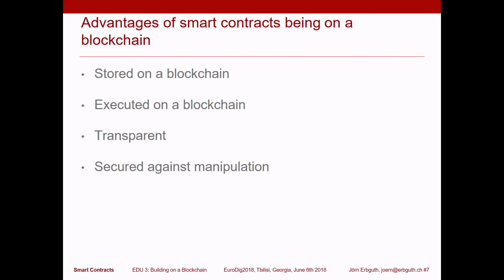The advantage of a smart contract on a blockchain is that it's stored on a blockchain, it's executed on a blockchain, it's transparent, and it's mainly secured against manipulation. So you can't just say, well, one party changes it. If there is a possibility to change it, it has to be in the contract before, and you can't just include it later on. So the rules are there and the rules are kept.